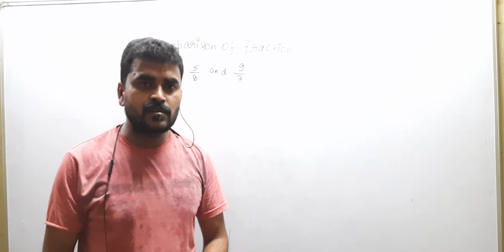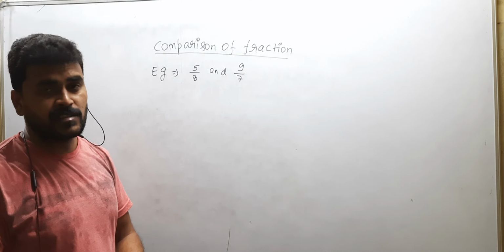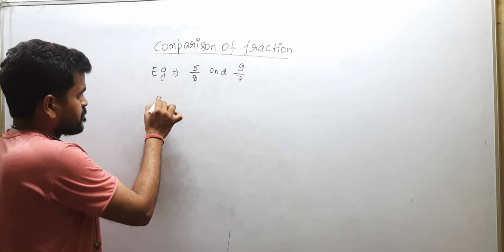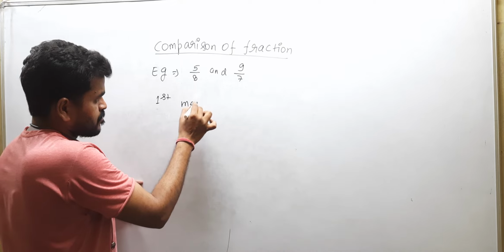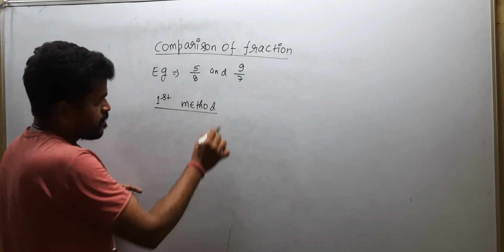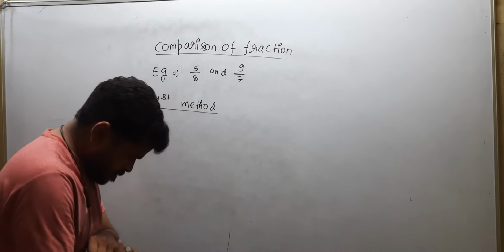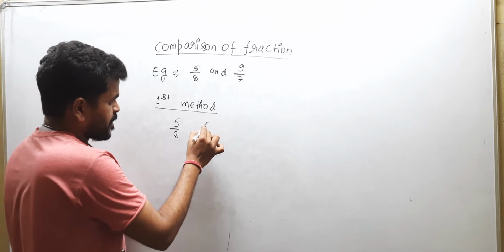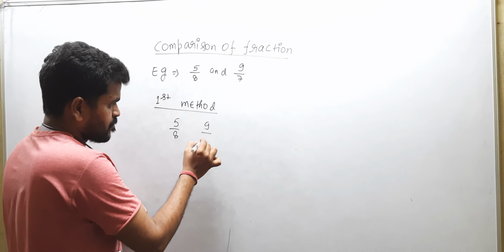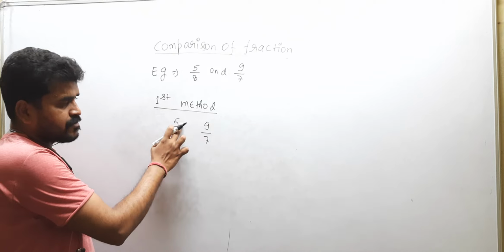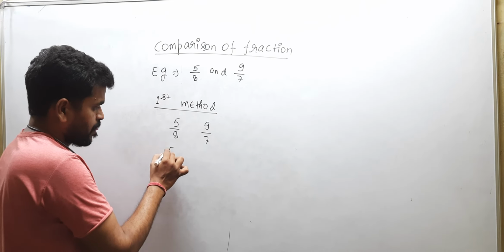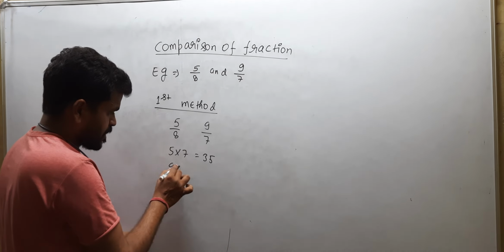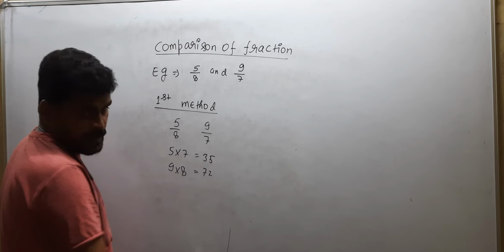There are two methods to compare the fractions, to check which is greater and which is smaller. The first method is simply the cross multiplication method. You have to write the fractions in this way: 5 upon 8 and 9 upon 7. Multiply the 7 with 5 and multiply the 8 with 9. So 5 times 7 becomes 35 and 9 times 8 becomes 72.